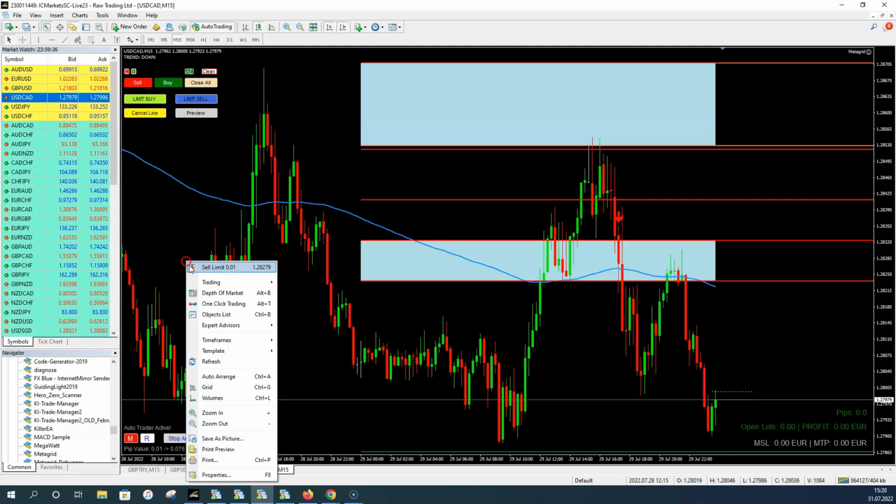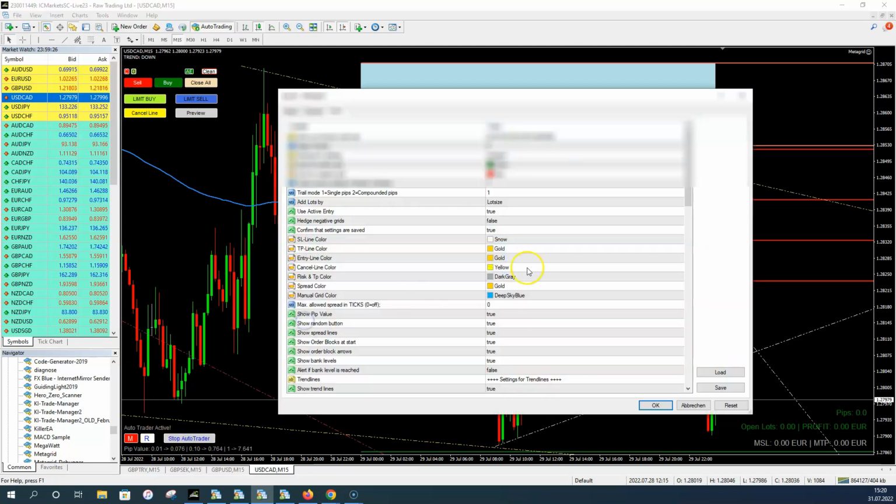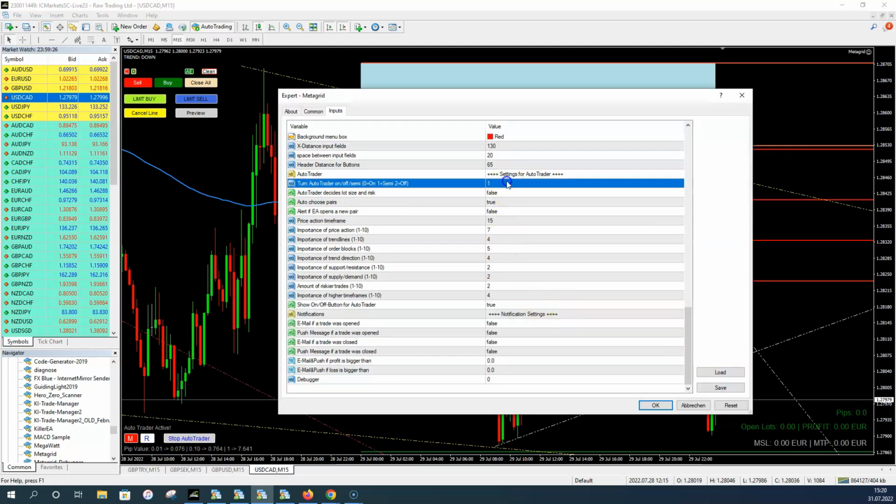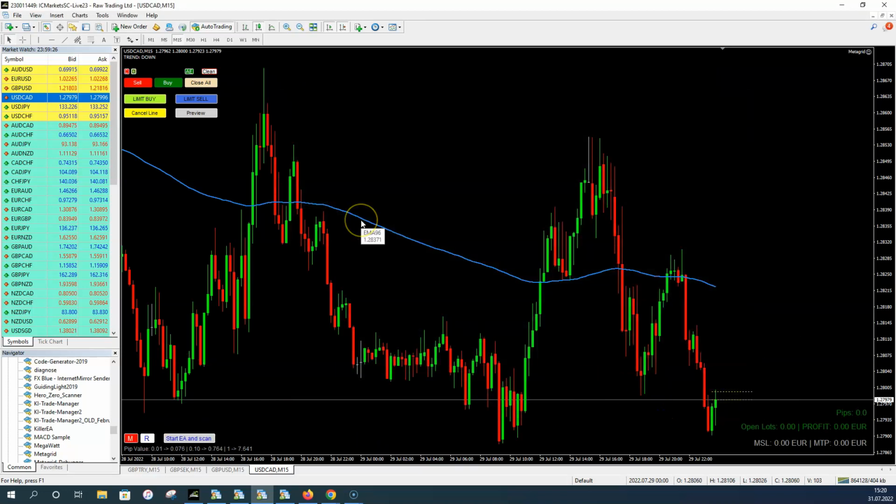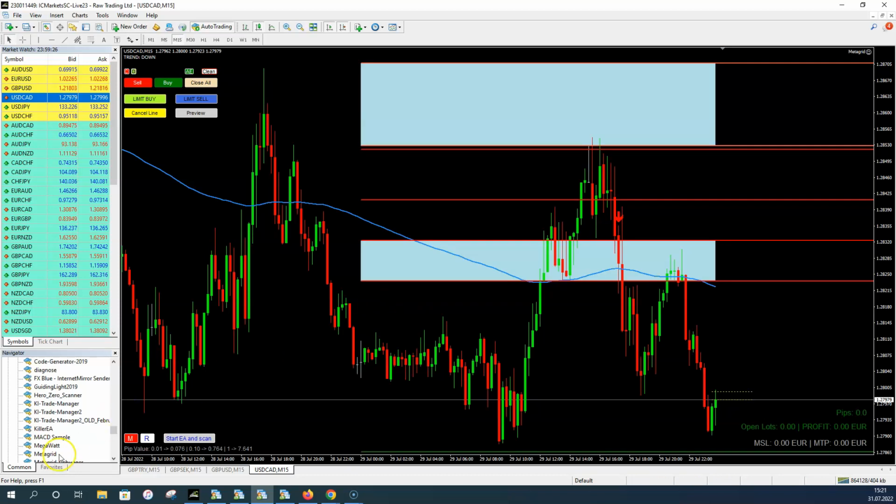And if you want to deactivate it completely by default, then you would add the 2 here, and now the auto trader is by default off, but still you can activate it by clicking on this button, of course. But by default it's turned off. And like I told you at the beginning, you need the premium version of Metagrid for all of this.